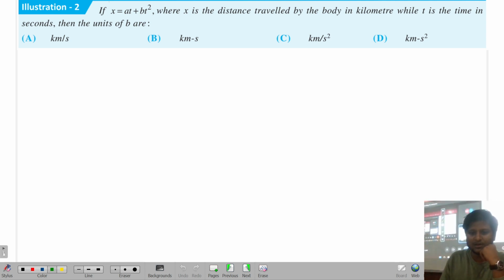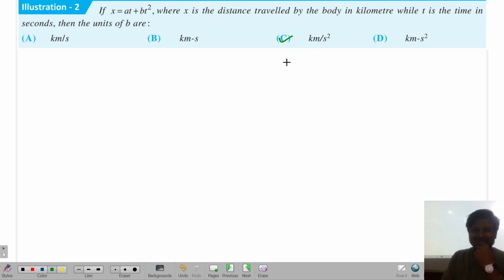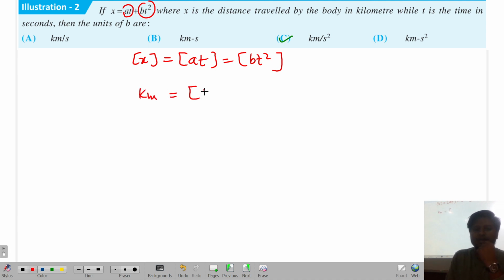Ankit, option C. Nishant, option C. Is it option C? Yes, option C is correct. How? Dimensions of X, what is the relation? These two terms are in addition or not? So dimensions of X should be equal to dimensions of AT, should be equal to dimensions of B T square. I think I have given this question in your exam also. So X is in kilometers. A into time in seconds will be equal to B into second square. Therefore B has dimensions kilometer by second square. Simple, yes or no?